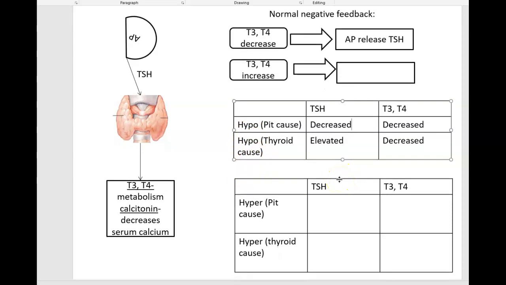Let's go to the other side of the scale. When you have hyperfunction of the pituitary, or hyperfunction of the thyroid, hyperfunction of the thyroid means that I have elevated T3 and T4. Okay, that's by definition, you would have an elevation of T3 and T4. That's the definition of hyperthyroidism, an increased production of thyroid hormone.